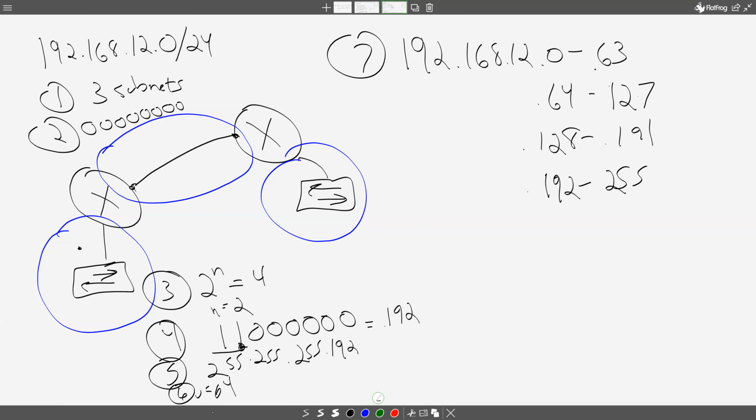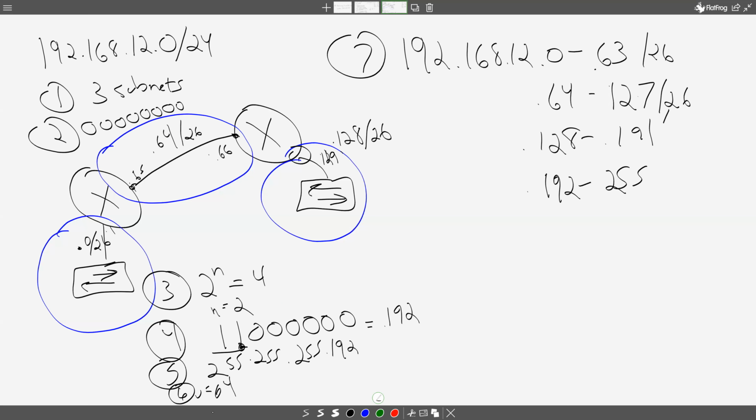The .0/26 network can go here, so this will be .1. The .64/26 network can go here. We can put .65 here and .66 here. And over here, we could put the .128 network /26, and we could put .129 on the actual interface. All of these are /26s because we borrowed 2 bits.